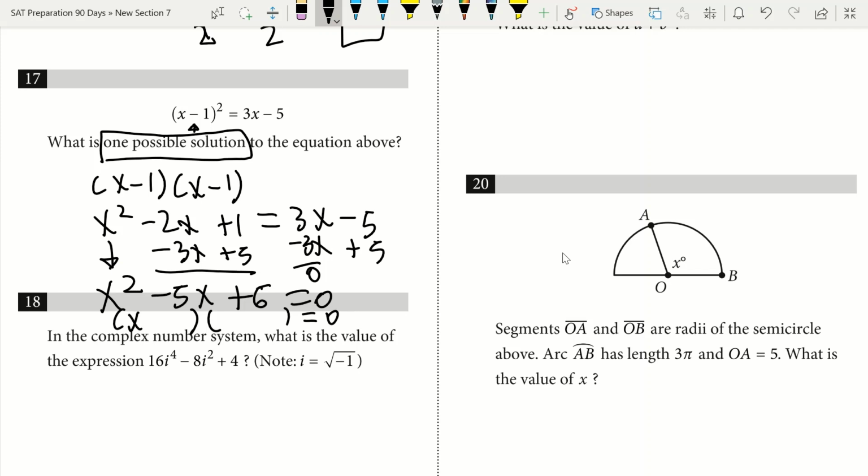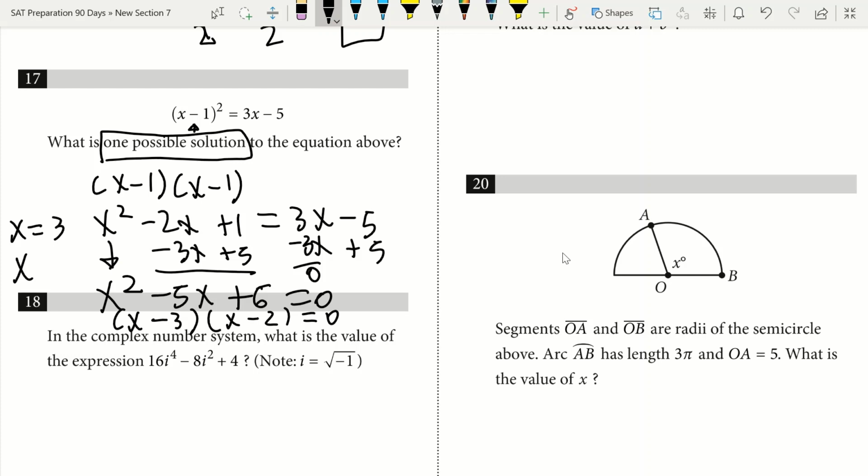I'm looking at what times what gives me positive 6 that adds to negative 5, and I know that's going to be a negative 3 and a negative 2. Okay, because negative 3 times negative 2 gives me positive 6, and minus 2 plus minus 3 gives me minus 5. So in that case, my answers could be x equals 3, because x minus 3 equals 0. We add 3 to each side, and we see that x would equal 3.